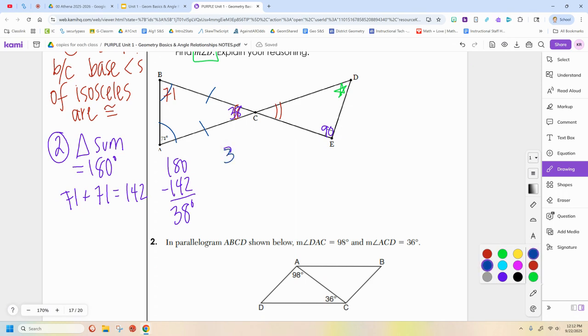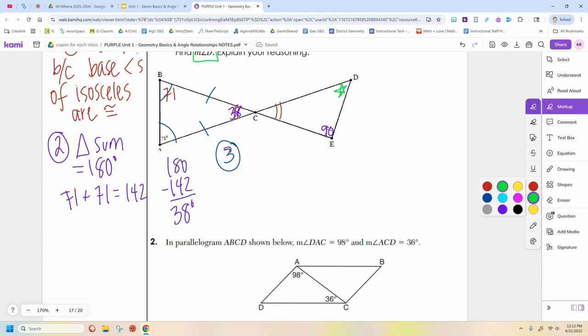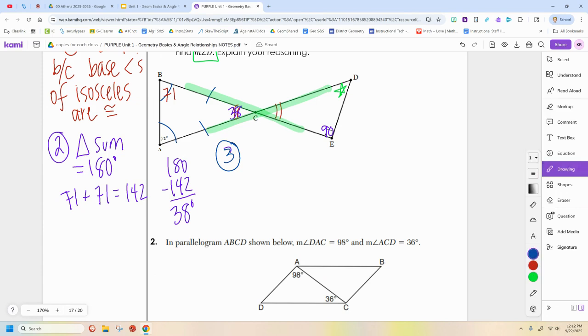So step 3. When we have lines that intersect, what kind of angles are formed? What do we call those angles? Vertical angles, right? So vertical angles are congruent. And now I didn't really name this angle, but I'm going to name the angle that I have right here.